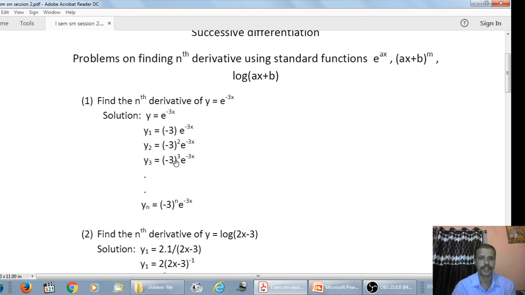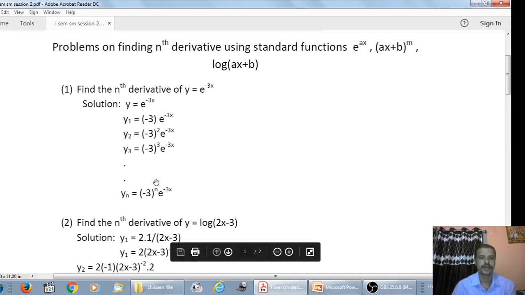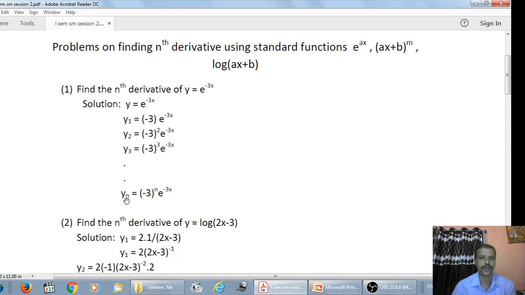By comparing these three, yn is equal to, in all these, minus 3 into e power of minus 3x is a common term, so minus 3 into e power of minus 3x. In y3, minus 3 to the power of 3 is there, so in yn, minus 3 to the power of n is there.